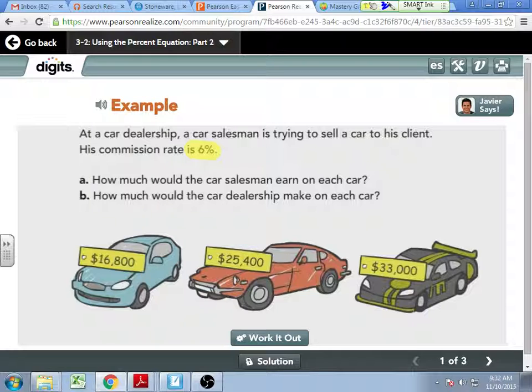So, reminder, commission: you do not need to be talking to figure this out. Your commission is your commission rate times the price of the vehicle.